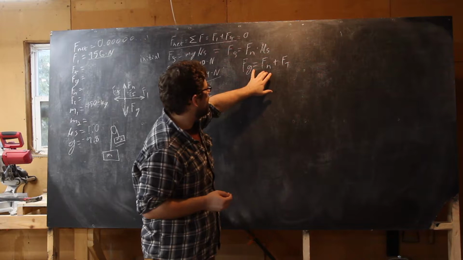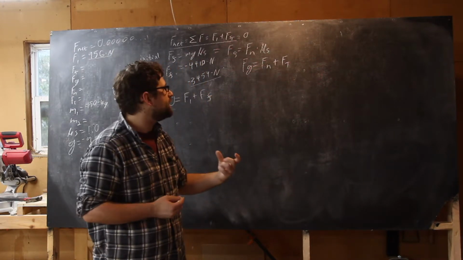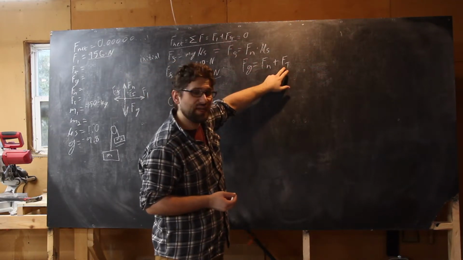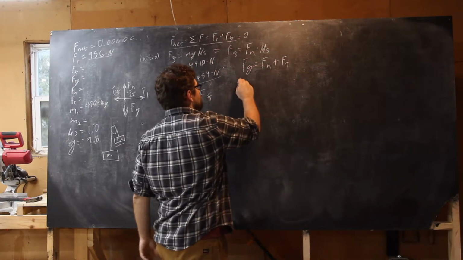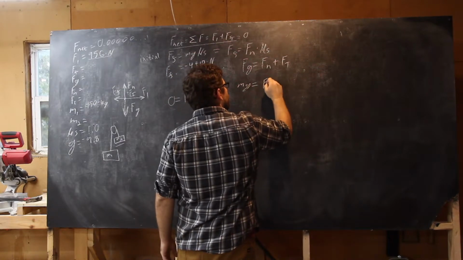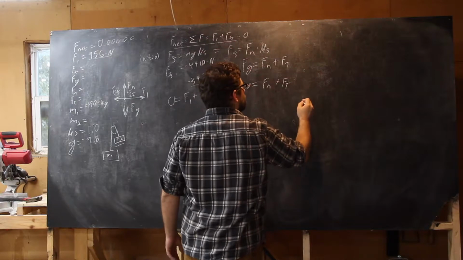So my F net, I have a value specifically that it needs to be. So I'm going to set it to that value, and I'm going to use that to figure out the force of tension. Okay? I already know the force of gravity because that's just mg. It should equal Fn plus Ft. Okay?